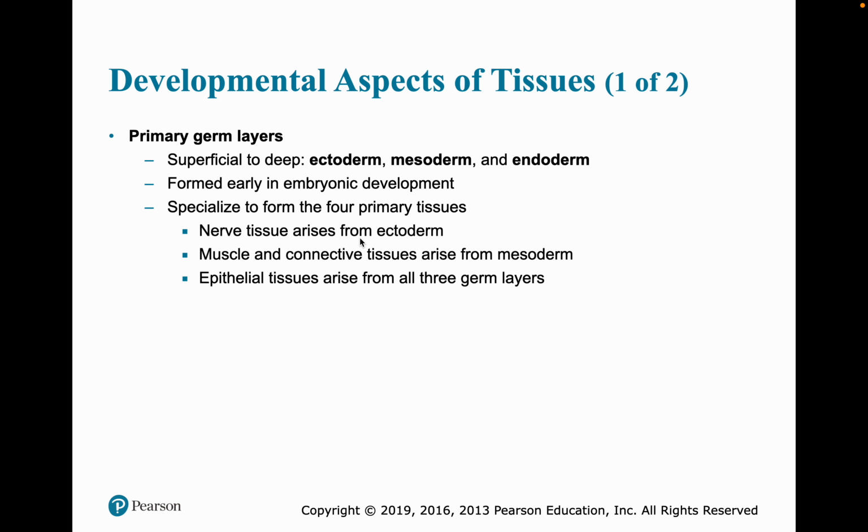So I'm going to quickly go through developmental aspects just because we touched on some of this during this process. So tissues develop from the primary germ layers, which from the top are ectoderm, mesoderm, and endoderm. They're formed very early in embryonic development. They specialize to form the four primary tissues. All nerve tissue comes from the ectoderm. Muscle and connective tissue come from the middle layer, the mesoderm. Epithelial tissues can come from any of those three layers of tissue.